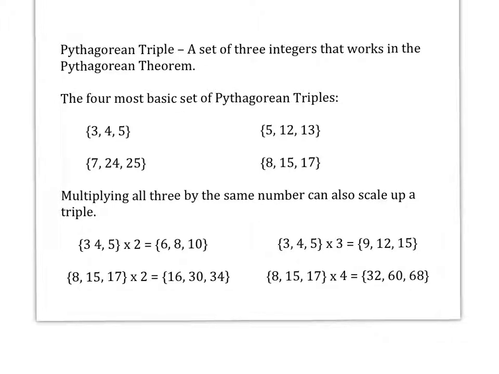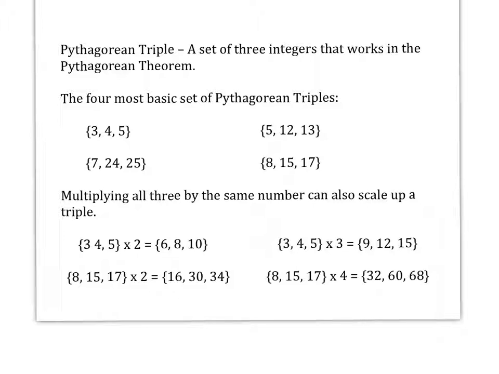So the definition of a Pythagorean triple is a set of 3 integers that works in the Pythagorean theorem. So the four most basic sets of Pythagorean triples are 3, 4, 5; 5, 12, 13; 7, 24, 25; and 8, 15, 17. And we just looked at a word problem with 8, 15, 17 in it. Those are the 4 most basic, but really there's an infinite amount of Pythagorean triples because we can use whichever numbers, small or large, to create this.